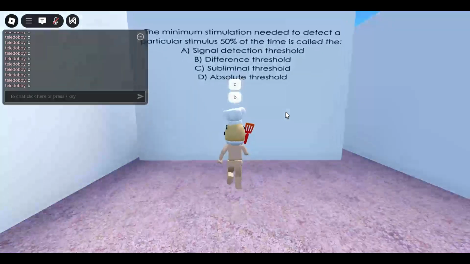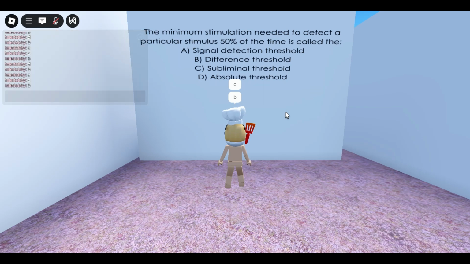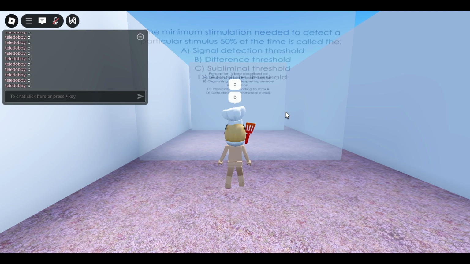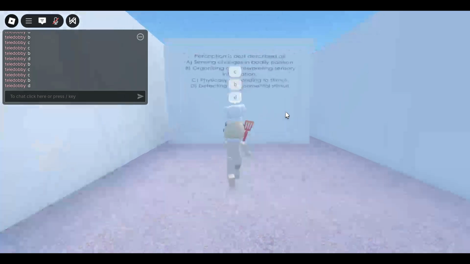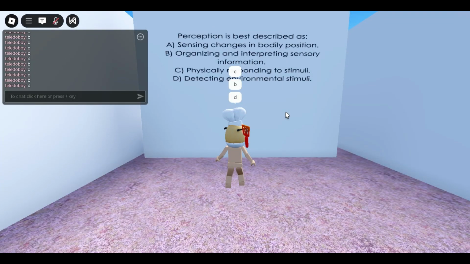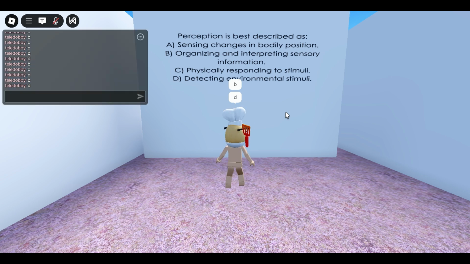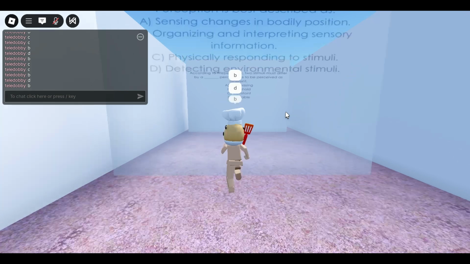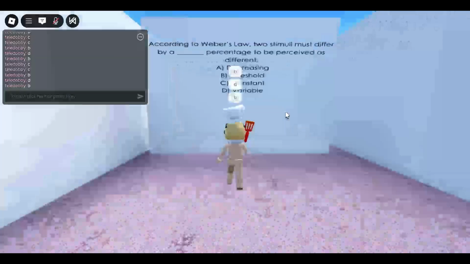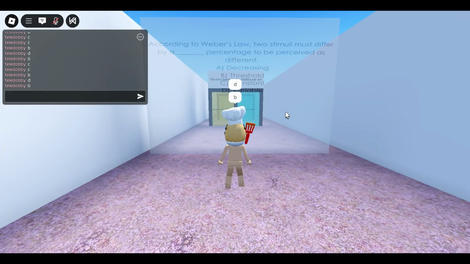The minimum stimulus needed to detect a stimulus 50% of the time is called the absolute threshold. Perception is best described as organizing and interpreting sensory information. And two stimuli must differ by a constant percentage to be perceived as different.